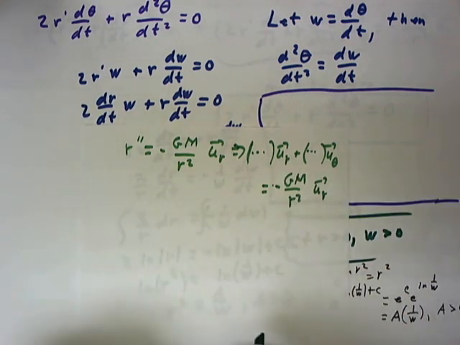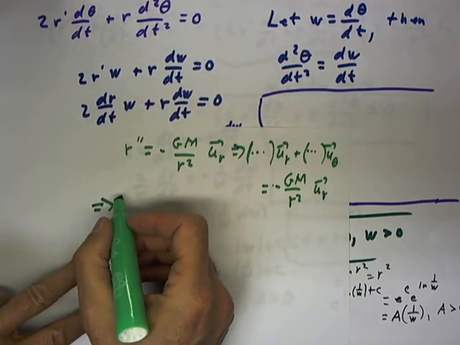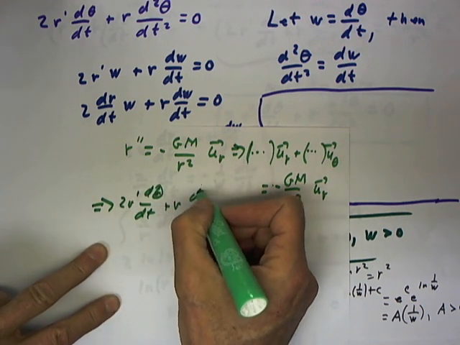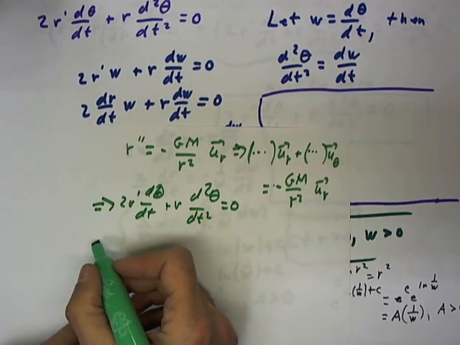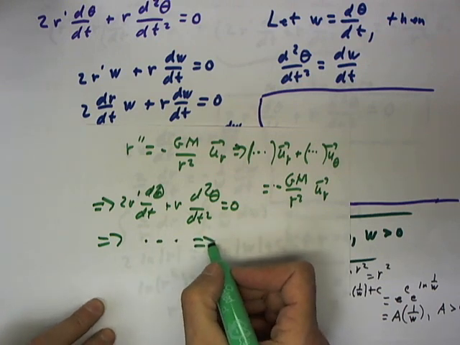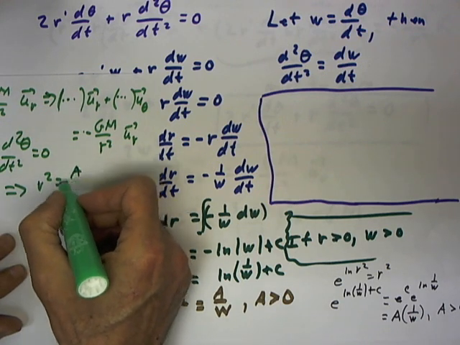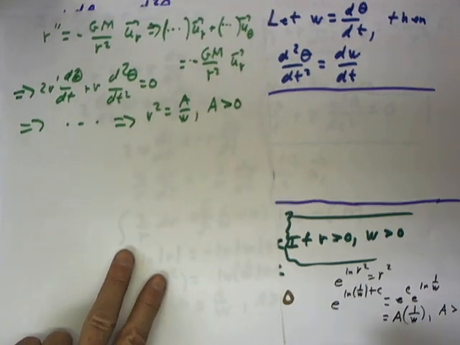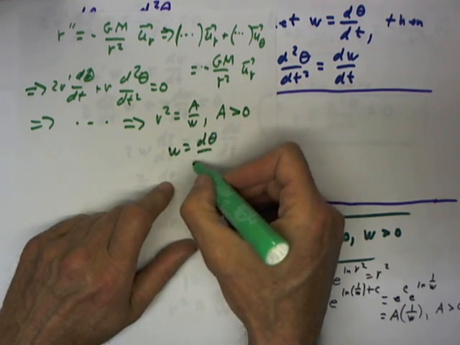Now the u theta component is simply the expression you see here, so that all this implies that this equation is 0: 2r prime d theta dt plus r second derivative theta with respect to t equals 0, and that implies a chain of reasoning that leads us to the conclusion that r squared equals A over w, where A is a constant greater than 0, and you recall that w was defined up here to be d theta dt.